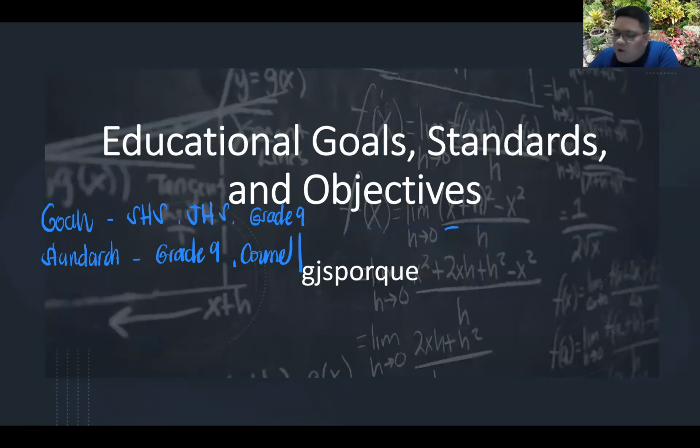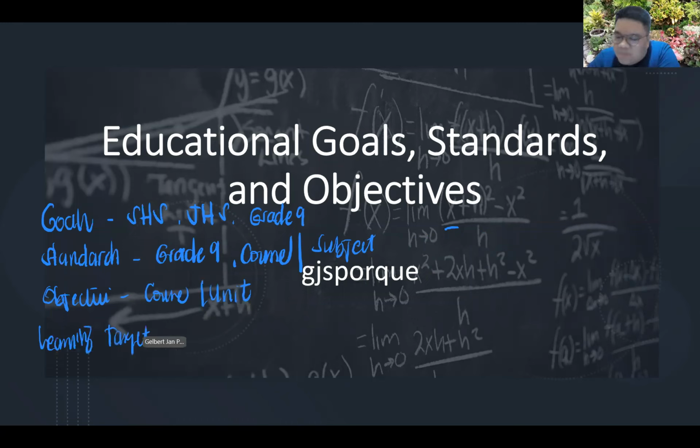And then when you talk about objectives, your objectives already refer to your specific course or the specific unit or chapter that you will be talking about. And when I talk about the learning targets, they already refer to the specific lessons. Okay, it already refers to the specific lessons.